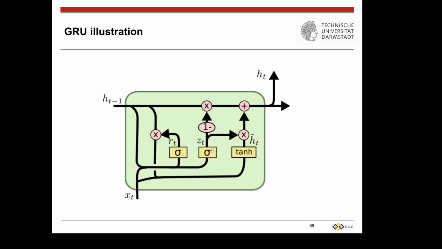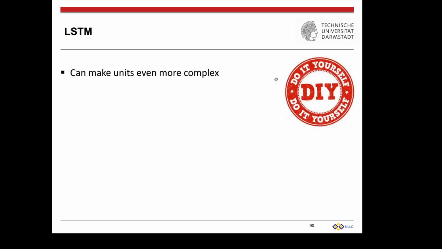We take 1 minus z here. We take the tanh function. That could be any activation; it could also be ReLU. We add up all of these things, and we get our new memory unit at time step t. So this is the graphical illustration.